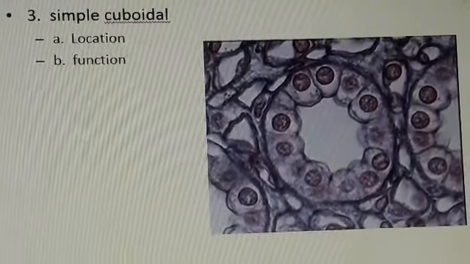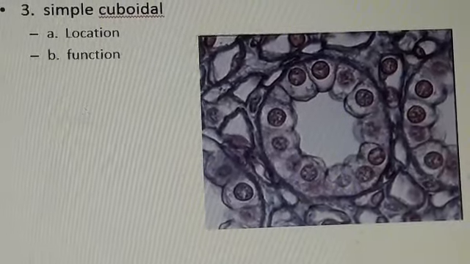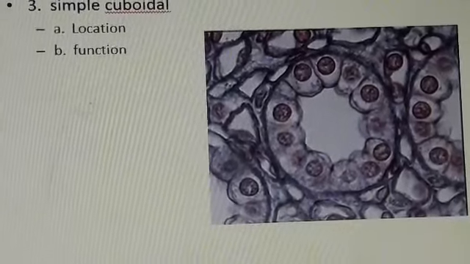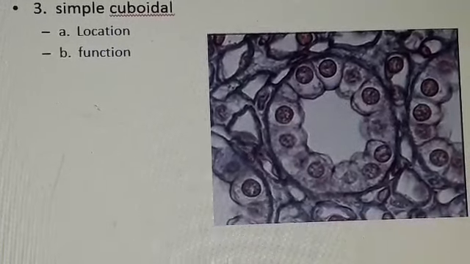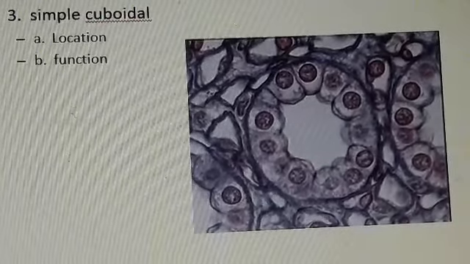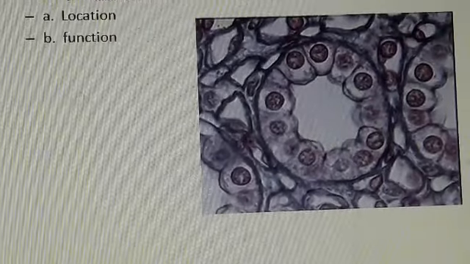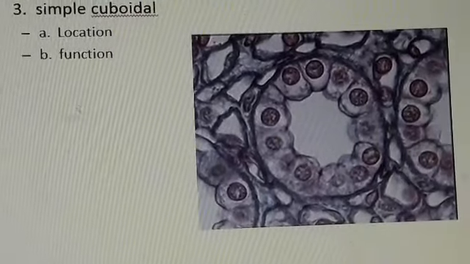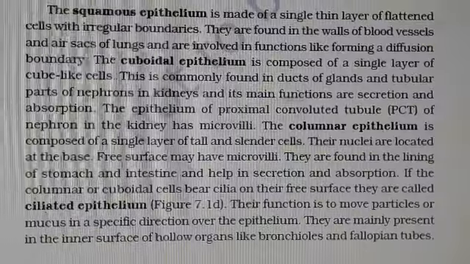And you can see this is a simple cuboidal epithelium. Only one layer is present. This is the name. Cuboidal is a type of epithelial tissue. I'm just trying to show you the single layer present in this. Okay, now let's read about its types.